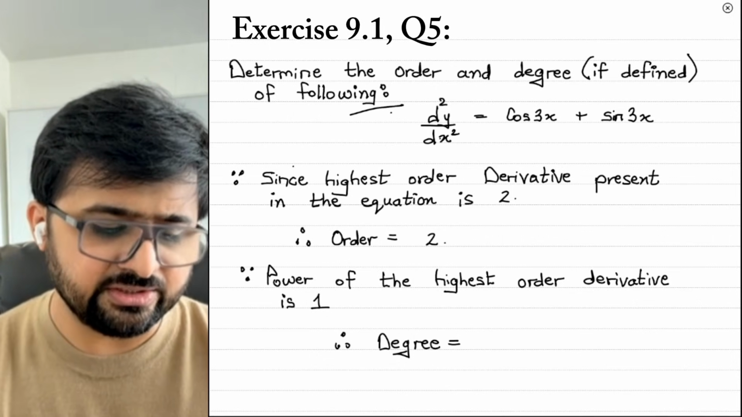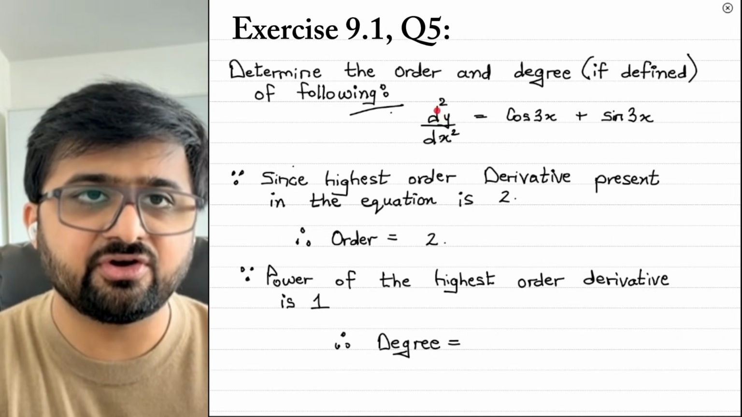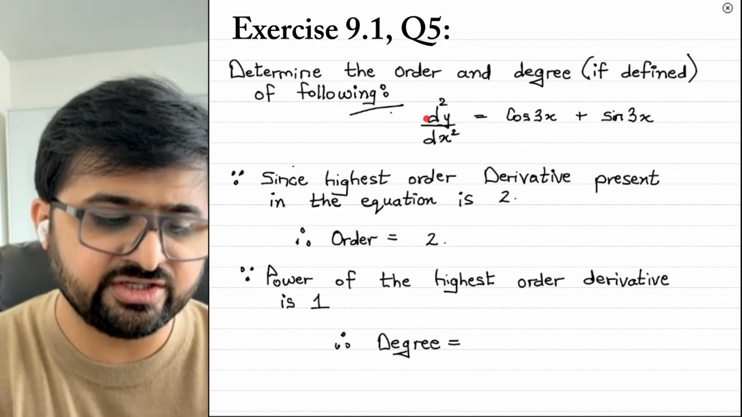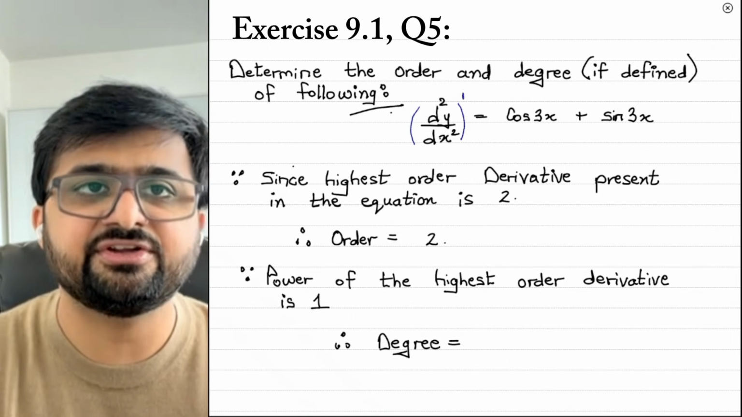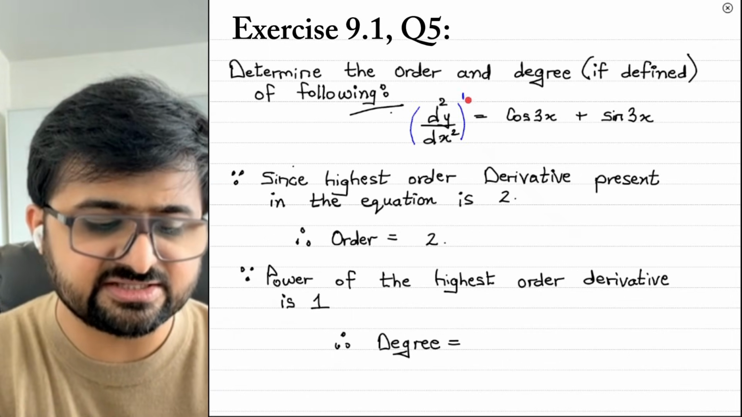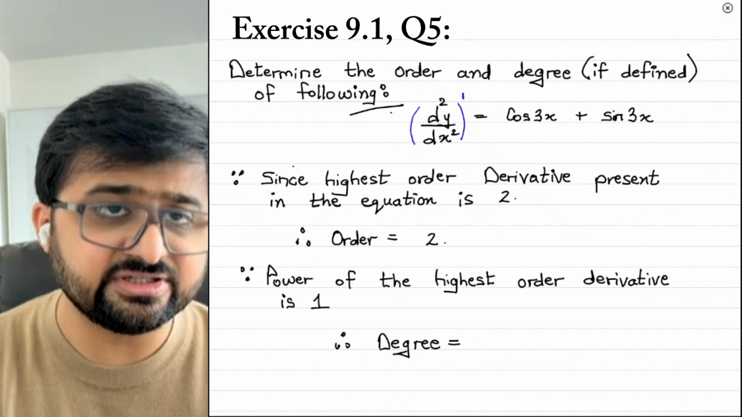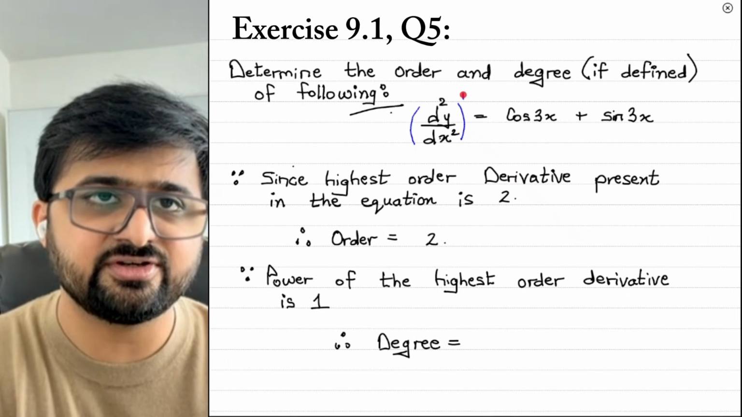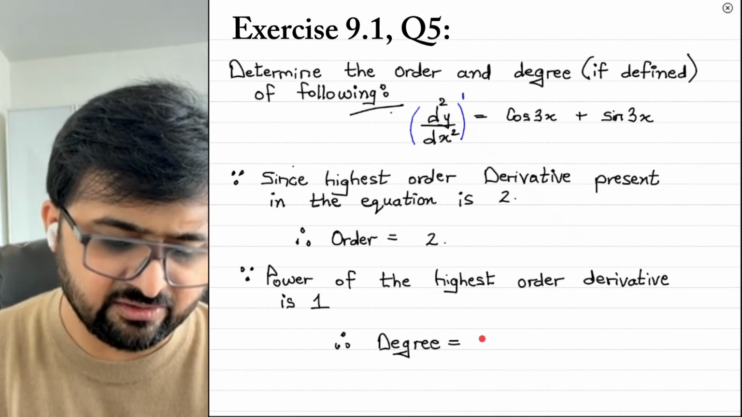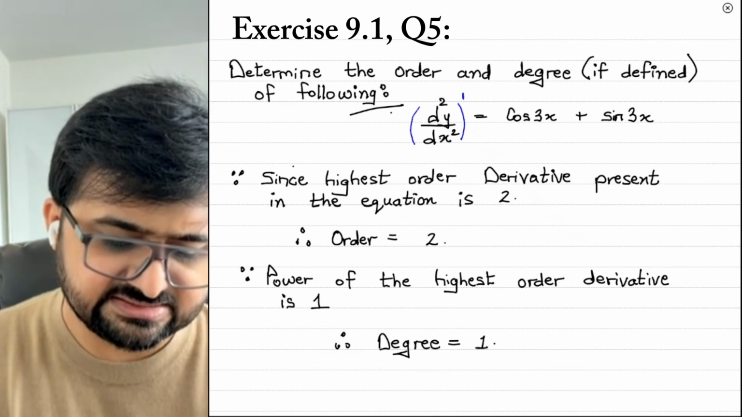Now, in order to find the degree, we have to see what the power or exponent of this highest order derivative is. In this case, the power or exponent of this highest order derivative is 1, because it's d2y by dx squared to the power 1. So we can say that since the exponent of that highest order derivative is 1, the degree of this differential equation is 1. I hope that makes sense.